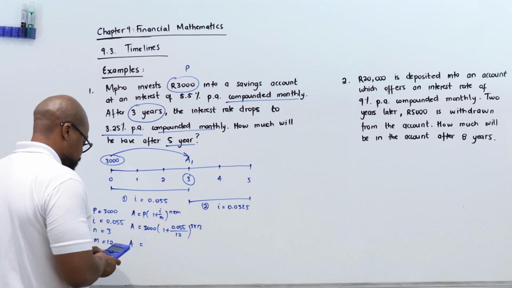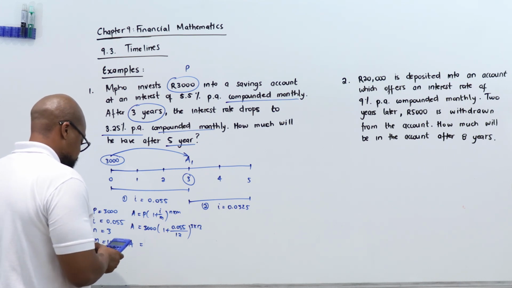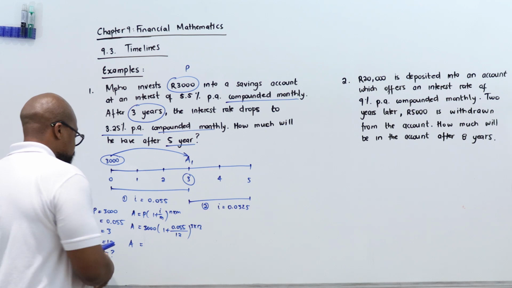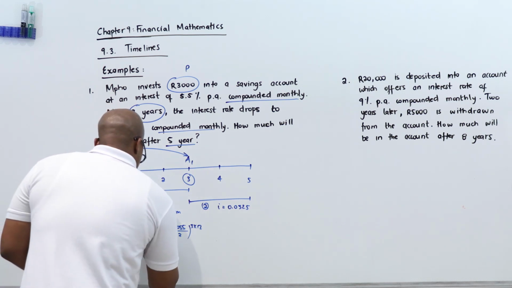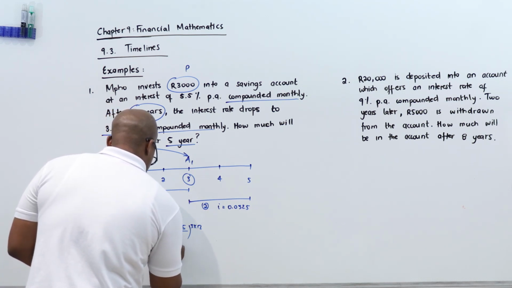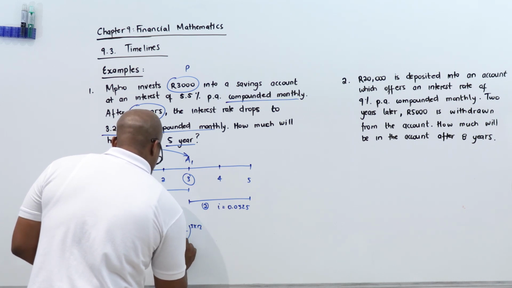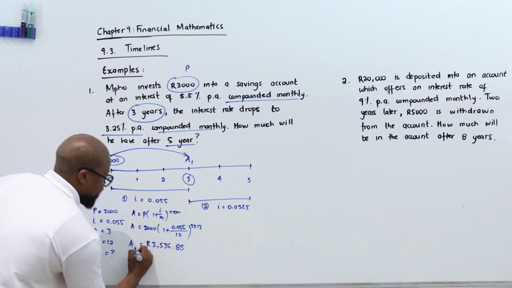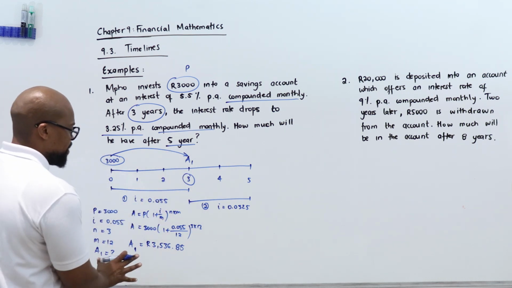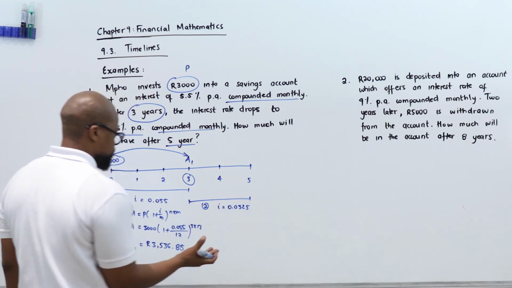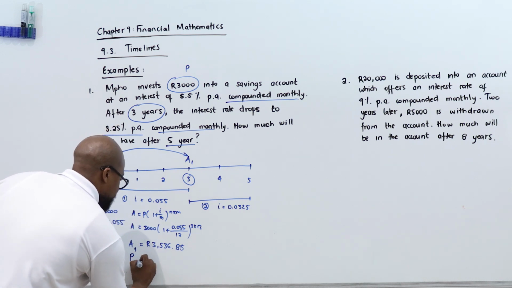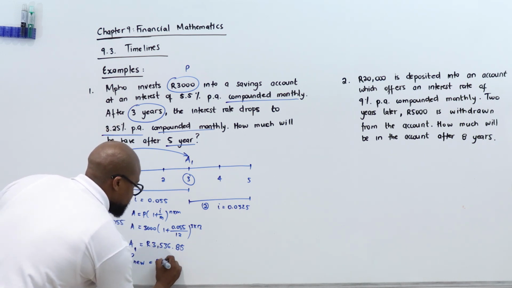So the 3,000 times (1 plus 0.055 divided by 12), and all of that is raised to the power of 3 multiplied by 12. So our 3,000 would have grown to an amount of 3,536.85. So this is what this P is going to be. That's A1, the intermediary. This is how much we have, right? But then what happens? Beyond this point, our interest rate changes. But what is our new P? So this A1 is then the new P for the final time period, right?